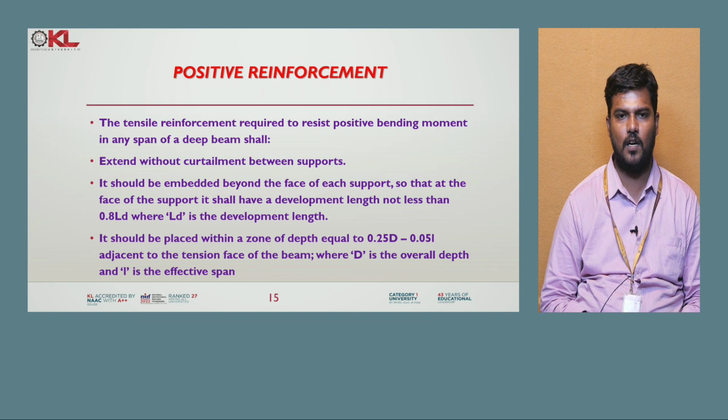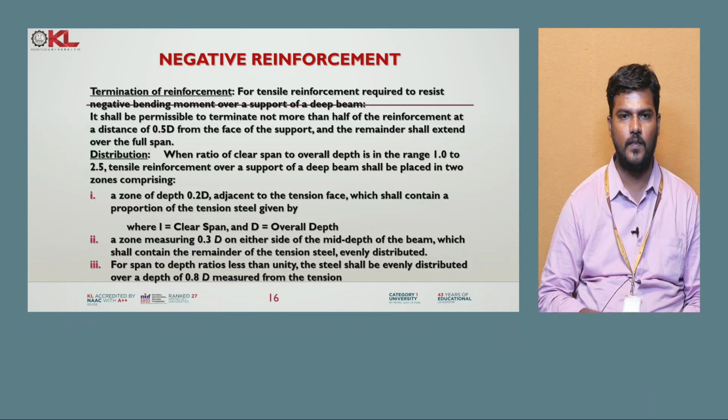So, this is about the positive reinforcement in the case of deep beams. And coming to what is meant by negative reinforcement in the case of deep beams. For tensile reinforcement required to resist negative bending moment over a support of a deep beam, it shall be permissible to terminate not more than half of the reinforcement at a distance of 0.5 D from the face of the support, and the remainder shall extend over the full span.